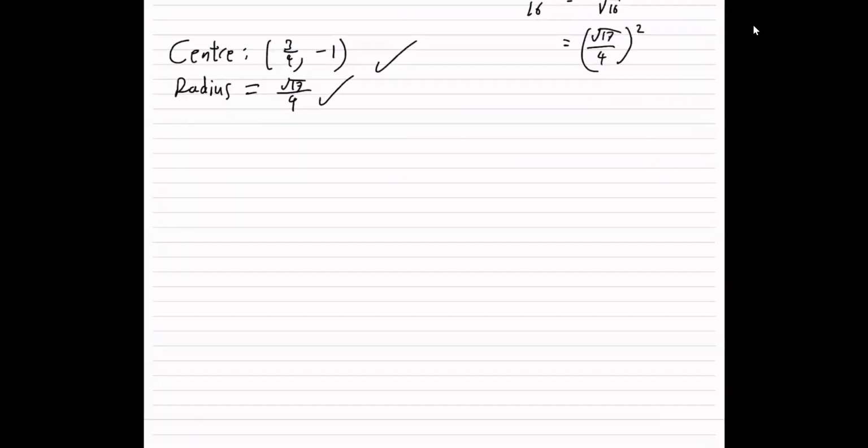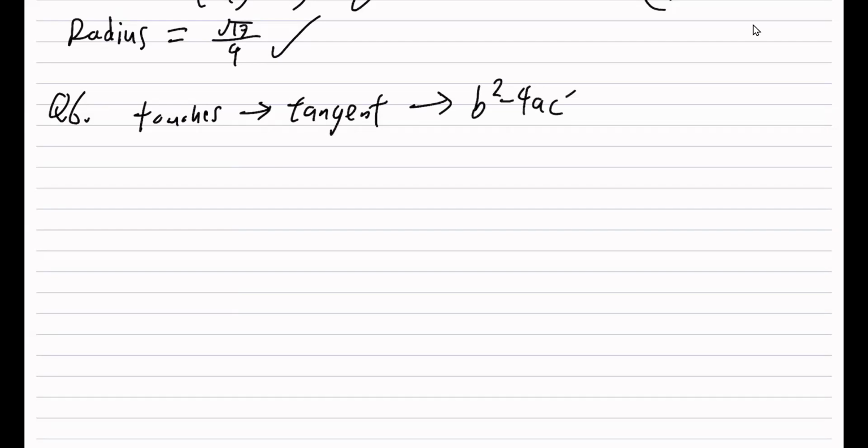Okay. So it's getting kind of late. Let's finish up one last question. Is that okay? Okay, question 6. Show that the line 4y equal x minus 3 touches the circle. Hence, find the coordinates of the point of contact. So what do we mean by touches? It means tangent. Do you remember your b square minus 4ac? Okay. Which one?